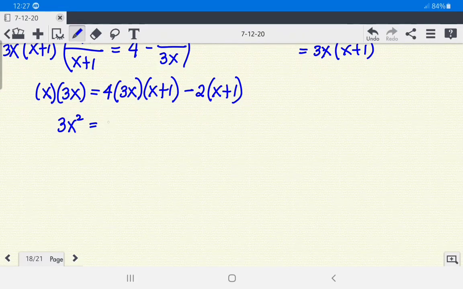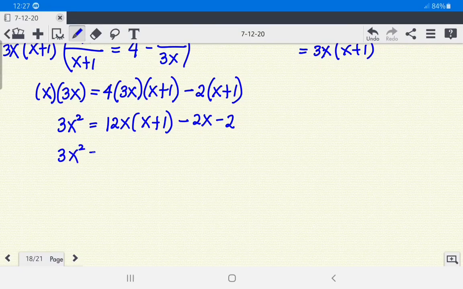Let us multiply this one. 4 times 3x, we have 12x. Then times x plus 1. Then minus 2 times x, we have 2x. Negative 2 times 1, we have negative 2. Then let us multiply 3x squared equals to 12x times x, we have 12x squared. 12x times 1, we have 12x. Then minus 2x minus 2.